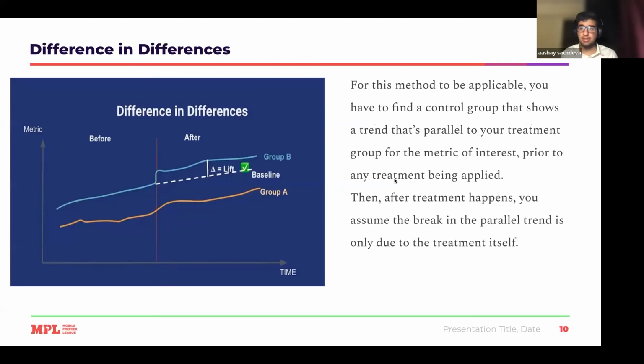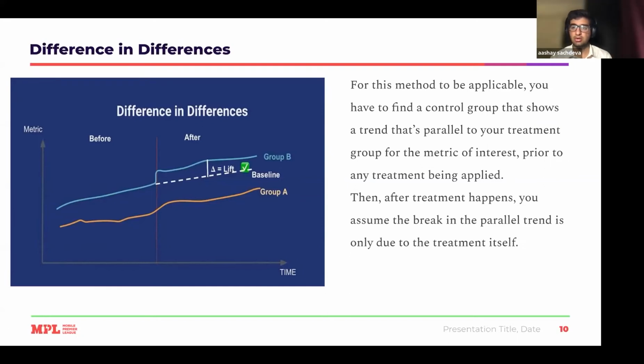So the second method is difference in difference. This is also a fairly straightforward method, but here let's assume you cannot find a control, you cannot do a randomization. So you now try to find a control group which is very near, very similar to the group to which you want to make an intervention. So let's assume you have done some calculations. We'll talk about what kind of calculations you can do to find that nearby group. But let's assume you have found that group.